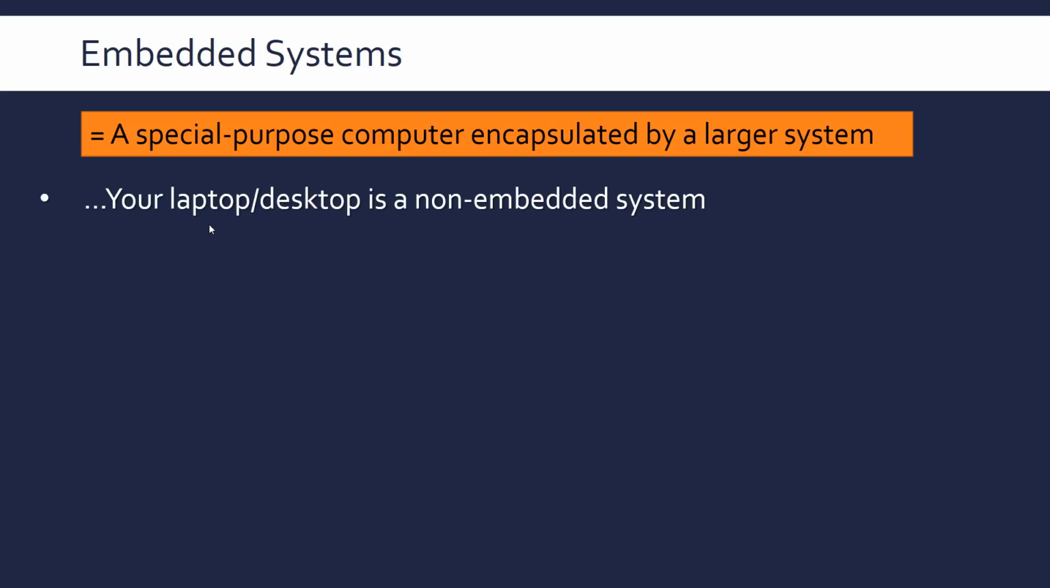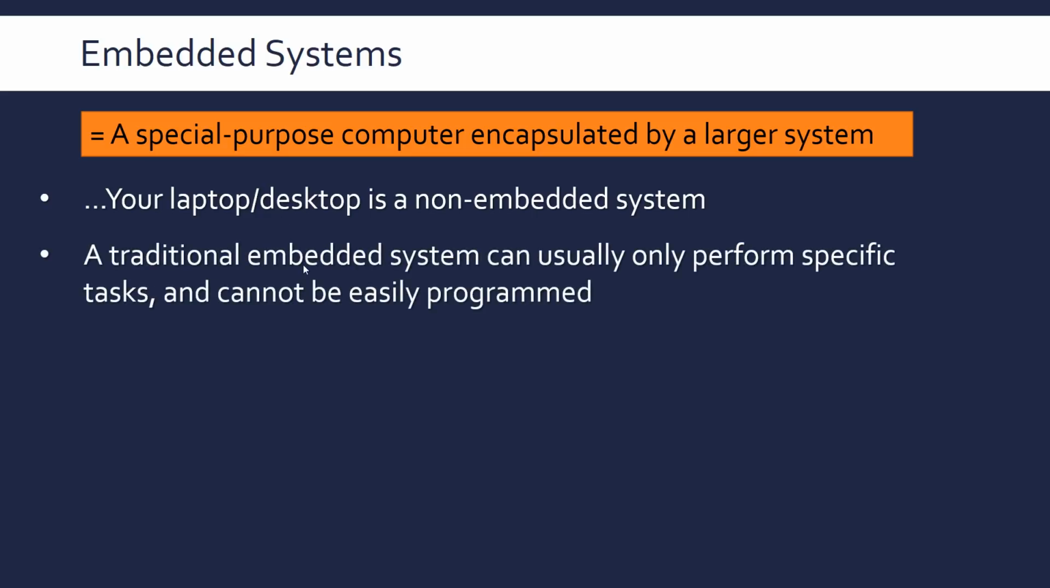So we just need to define and give some examples of embedded systems. An embedded system is a special purpose computer encapsulated by a larger system, so surrounded by a larger system. Your normal laptop or desktop computer is a non-embedded system. Traditionally, embedded systems only perform specific tasks relevant to their larger system, and they can't be easily programmed. So unless you've manufactured it, you won't really be able to program it.